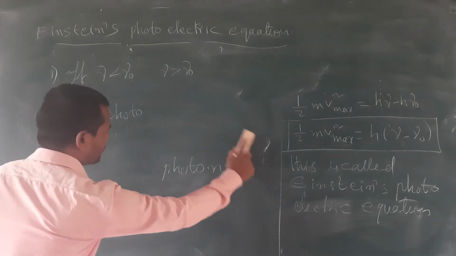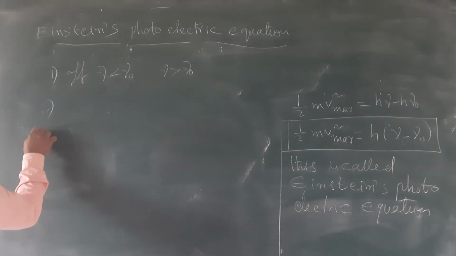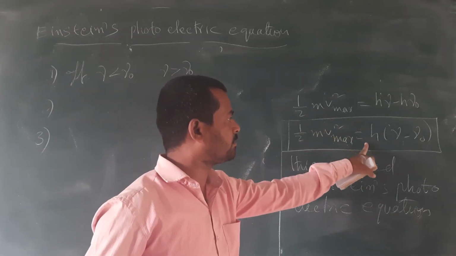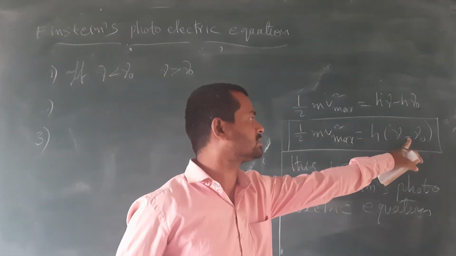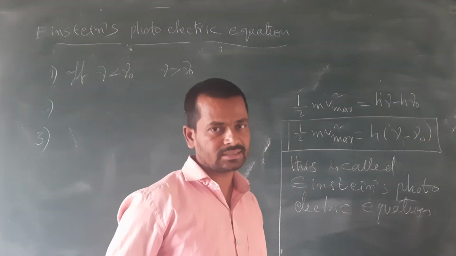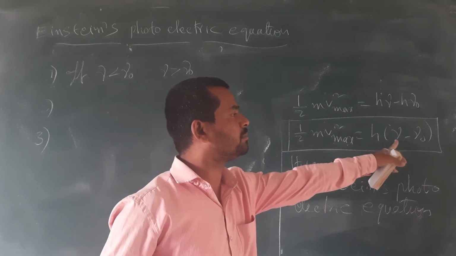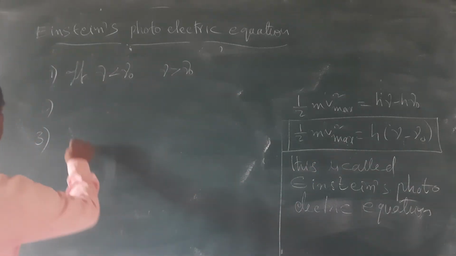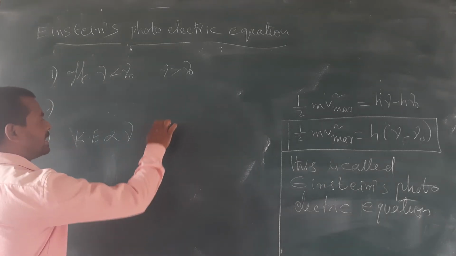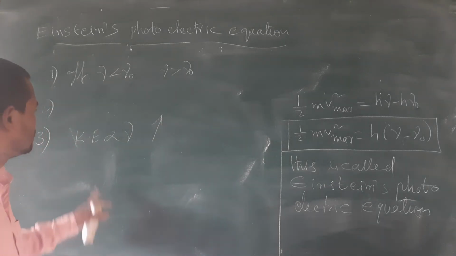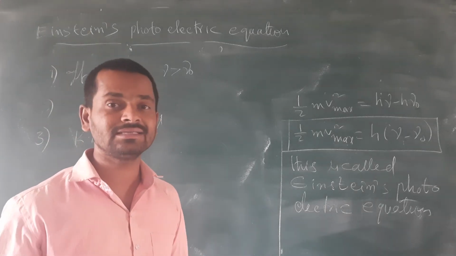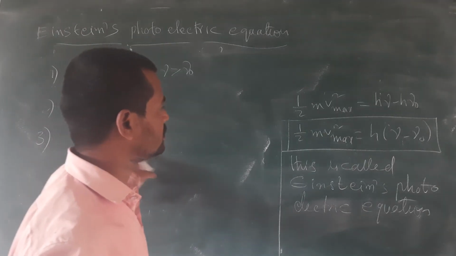And the third point is what? See, kinetic energy is directly proportional to h into (nu minus nu naught). But h and nu naught are both constant. Then kinetic energy simply depends on frequency. So kinetic energy is directly proportional to the frequency. When the applied energy has more frequency, the electron can travel with more velocity and have more kinetic energy. So that is the meaning of this.